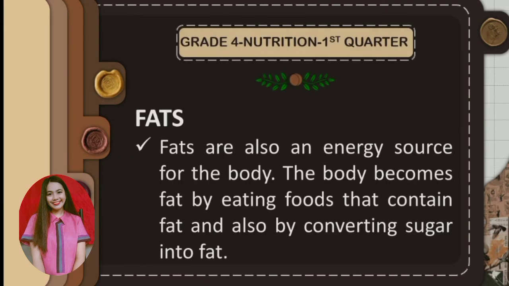Fats are also an energy source for the body. The body becomes fat by eating foods that contain fat and also by converting sugar into fat. Fats are contained in foods such as nuts and seeds, as well as some fruits and vegetables. Fats are also present in many high-protein foods such as milk and meat. The body stores fat as a reserve energy supply and uses it to cushion the organs.